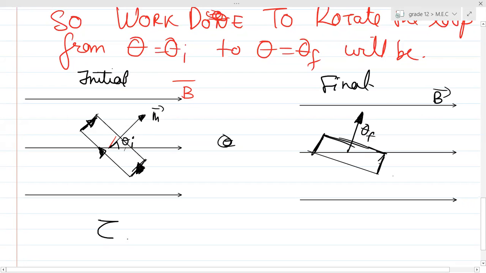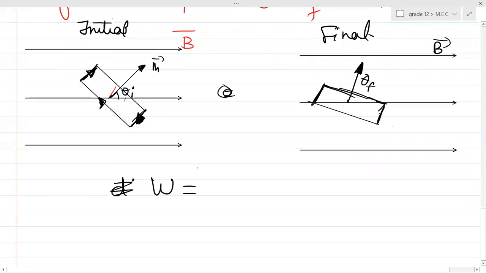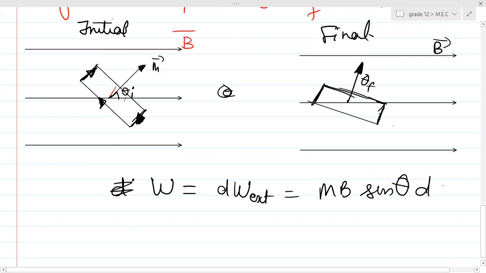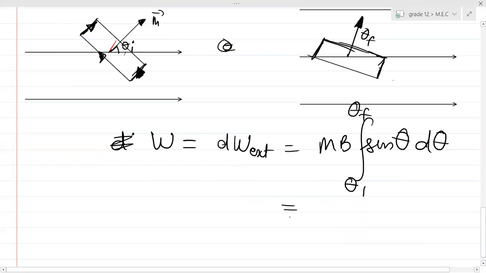Then the work done will be equal to what? Guys, work done will be equal to what? dW external, which is mv sine theta d theta, integrated from theta i to theta f. Yes or no? What is the integration of sine theta?